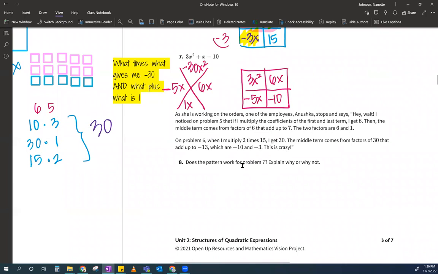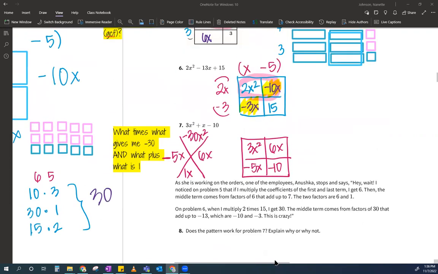So we're just going to continue and see what stuff makes sense, and then make sure that you are ready for your next test, which I think is next week. Okay, so as she's working on orders, one of the employees, Anushka, stops and says, hey, wait, I noticed in problem number 5, that if I multiply coefficients of the first and the last term, I get 6. And that's what you guys recognized here.